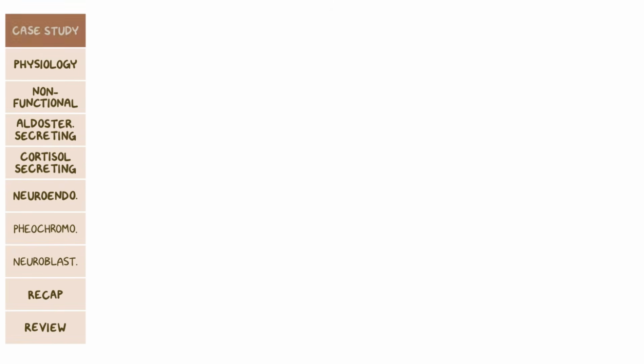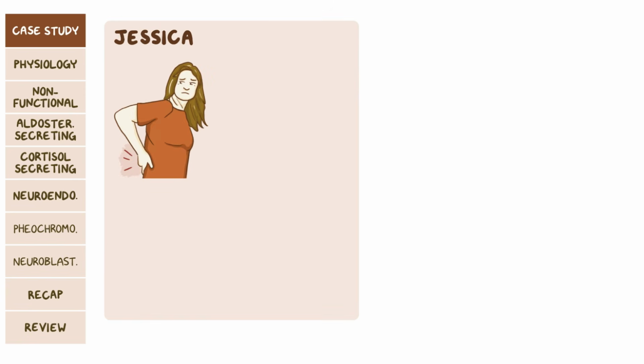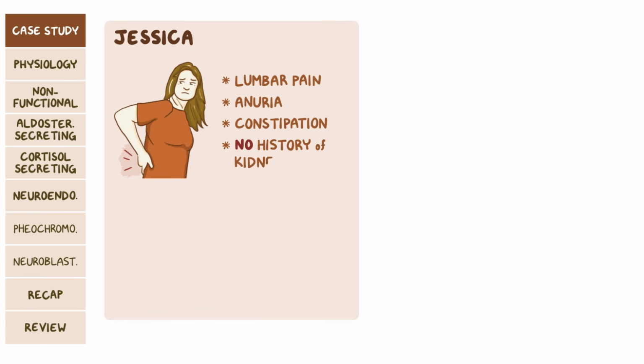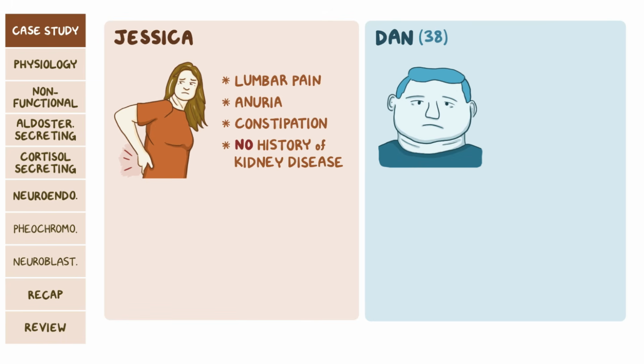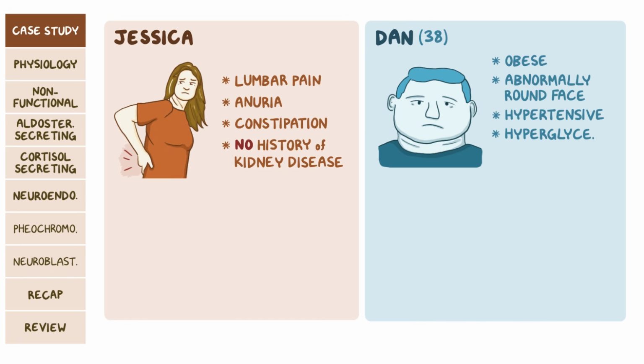While doing your rounds, you see two individuals. First is Jessica, who comes in with lumbar pain, anuria, and constipation. Examination is unremarkable, and she doesn't have any history of kidney disease. The other person is 38-year-old Dan, who is obese and has an abnormally round face. He is also hypertensive and hyperglycemic. Dan is not taking any medications, but he's complaining of severe lumbar pain on the left side.